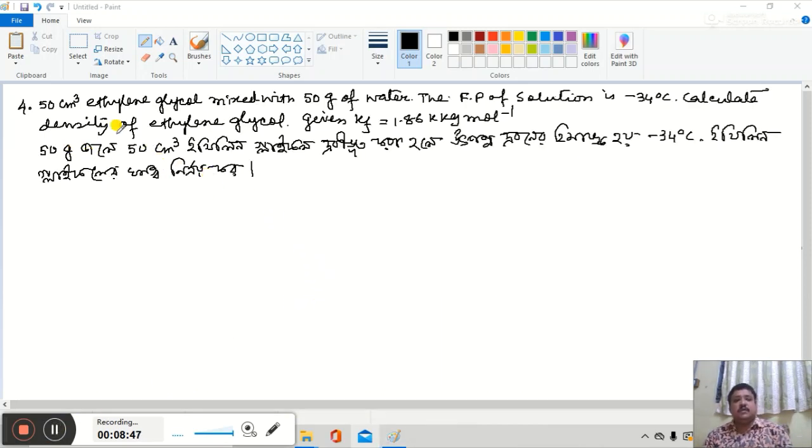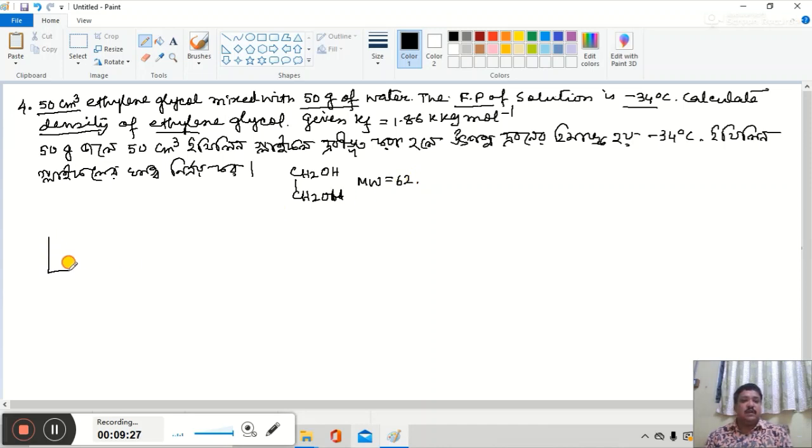My fourth problem is: when 50 centimeter cube of ethylene glycol is mixed with 50 gram of water, then the freezing point of the solution shows minus 34 degrees centigrade. Calculate the density of ethylene glycol. Now, the formula of ethylene glycol is CH2OH. Its molecular weight is 62.